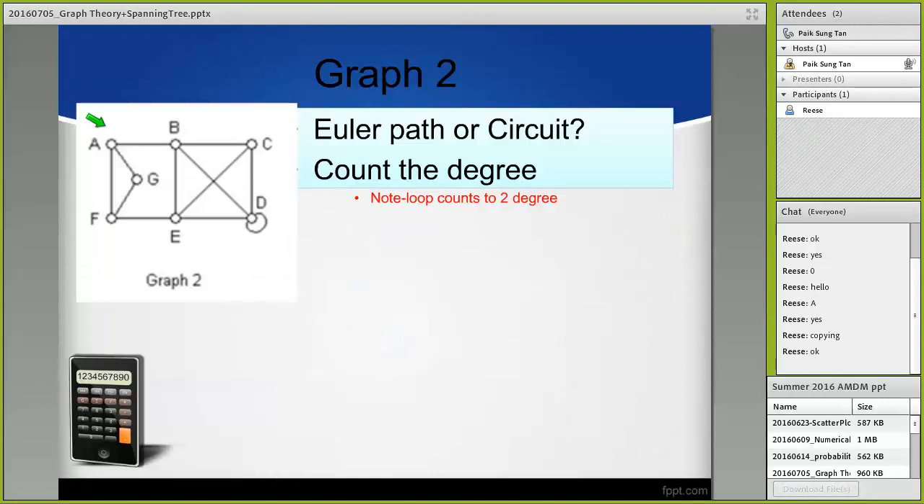Right now, this is graph 2. This is the second graph. We want to see whether this graph has an Euler path or circuit. First, we'll count the degree of each vertex. Can you count the degrees? And once you're done, you can type the degrees in the chat box, say A equals how many, B equals how many, and then we will conclude whether it has an Euler path or circuit.